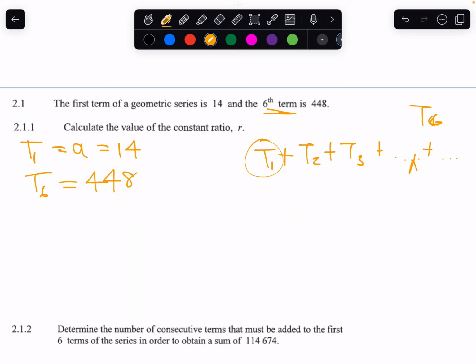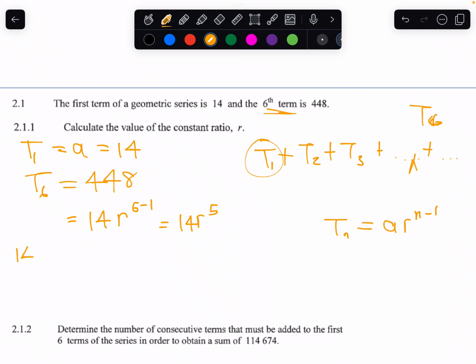I hope I'm interpreting this right. So, calculate the value of the constant ratio R. We know that for geometric patterns, the nth term is A times R to the n minus 1. A is 14, we don't know what R is, and our n is 6. So 14 times R to the 5 is equal to 448.